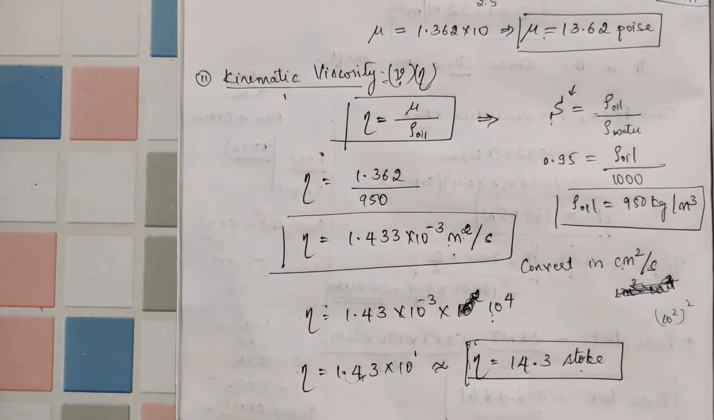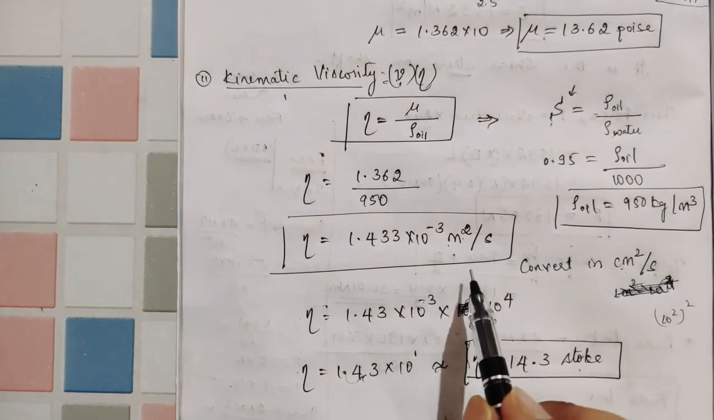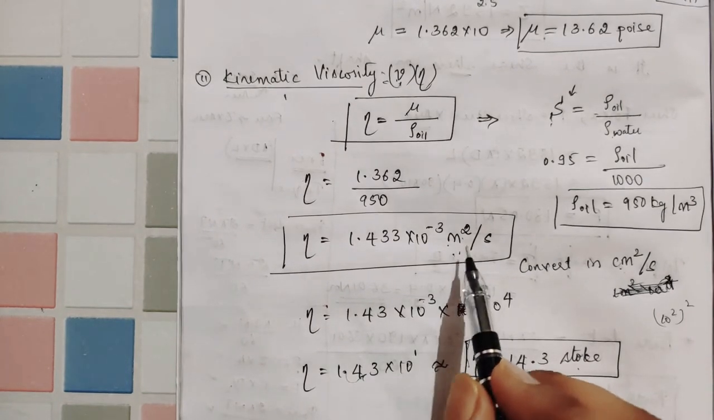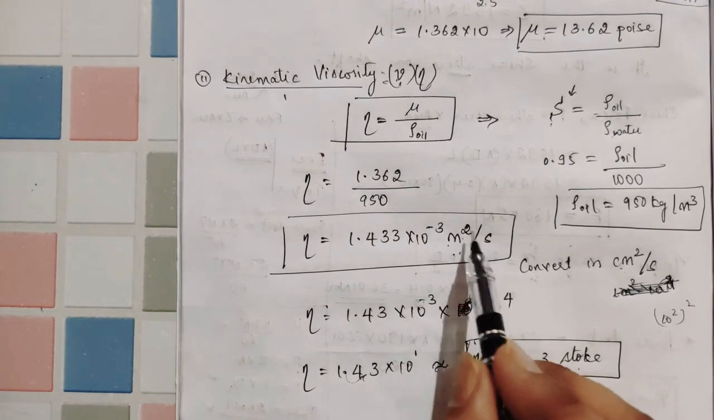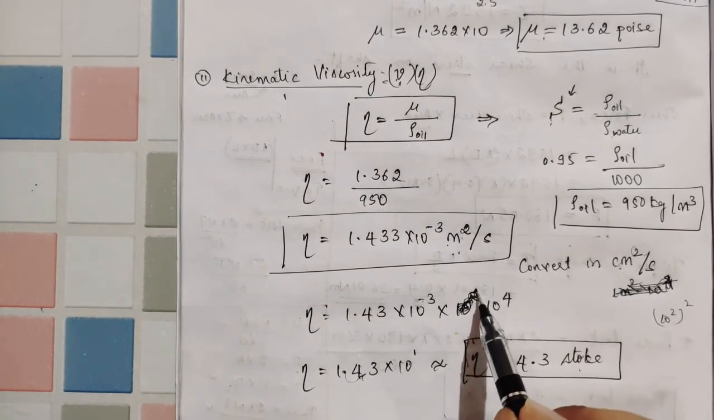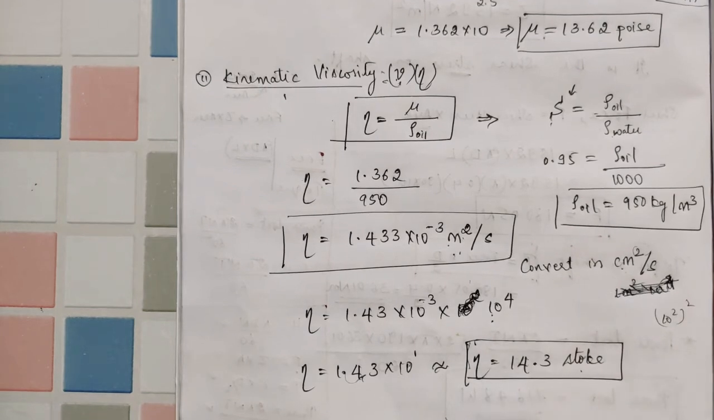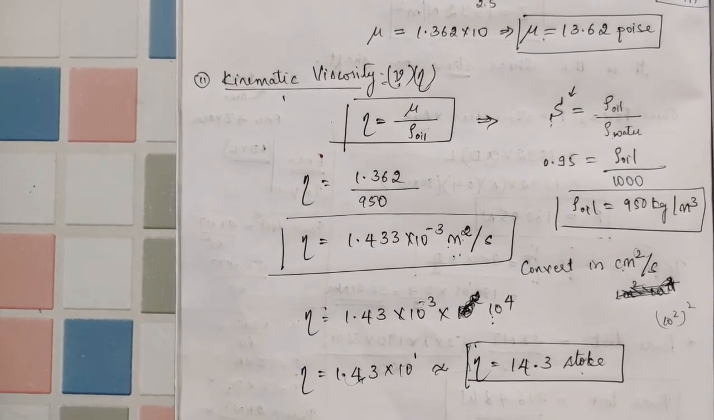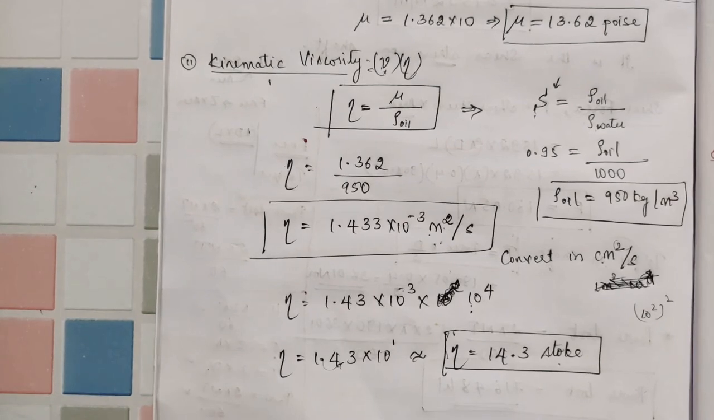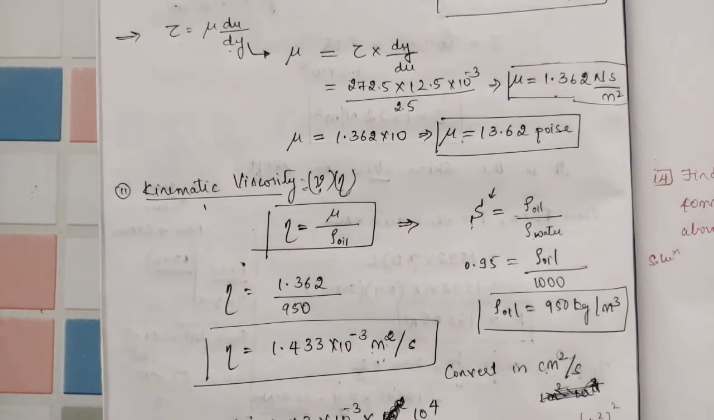14.3 stoke. So whenever you want to convert meter square into centimeter square, square is the term. If it is not square, you have to multiply with 10 to the power of 2. Because it is square, we have to multiply with 10 to the power of 4. Okay, I hope you understood. So next problem we will go.